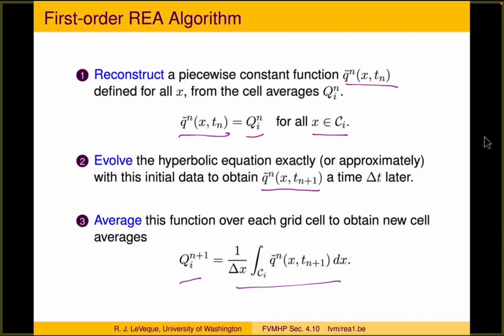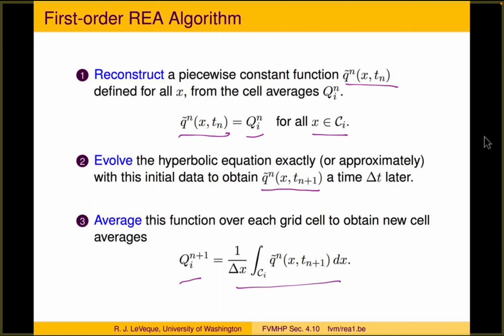Of course, in practice, we'll also look at evolving the hyperbolic equation only approximately rather than exactly. When we start looking at nonlinear systems of equations, then in principle, you may be able to solve the Riemann problem, but to do so exactly at every interface between grid cells, every time step can be monumentally expensive. And so there are things called approximate Riemann solvers that are often used to do this evolution step more approximately.